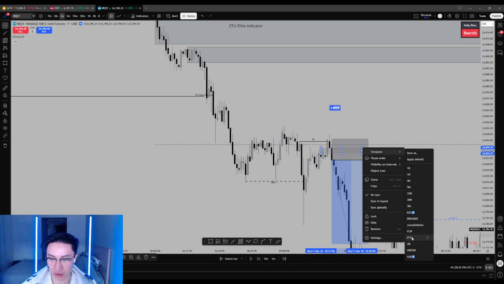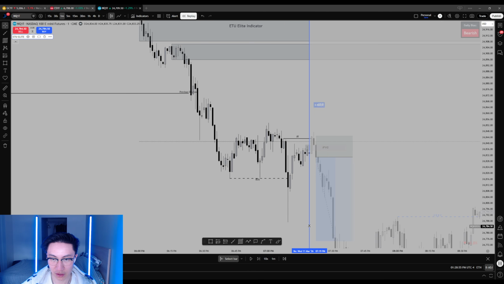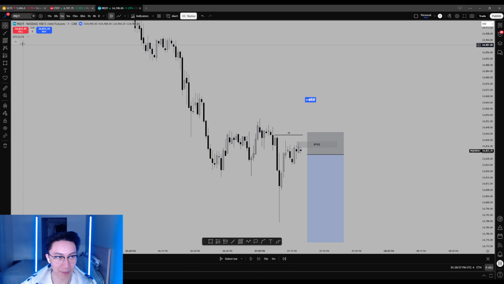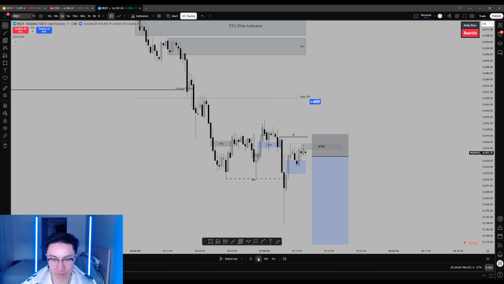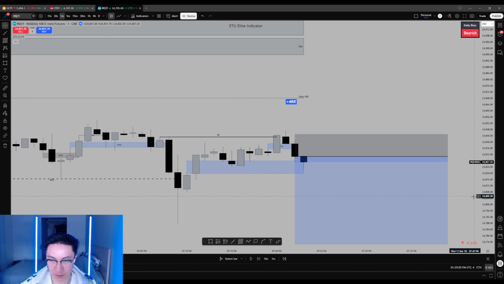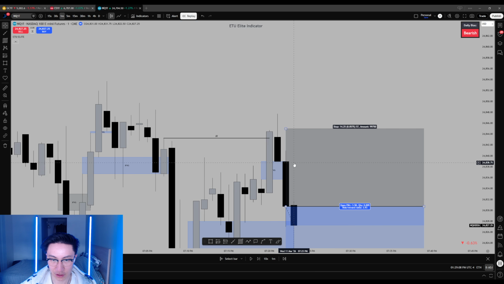There's IFVG here. Go back in replay mode. It should show it. Let's see if it does. Might have to change some settings in the indicator here to show that IFVG. But essentially, there was an IFVG there. Oh, yep. You can see the indicator does mark it right there. Let me zoom in. IFVG.